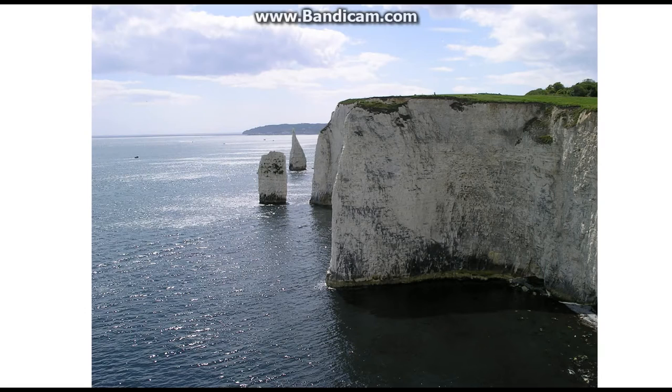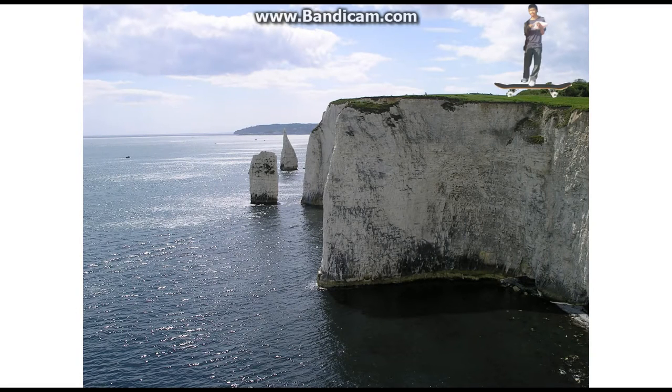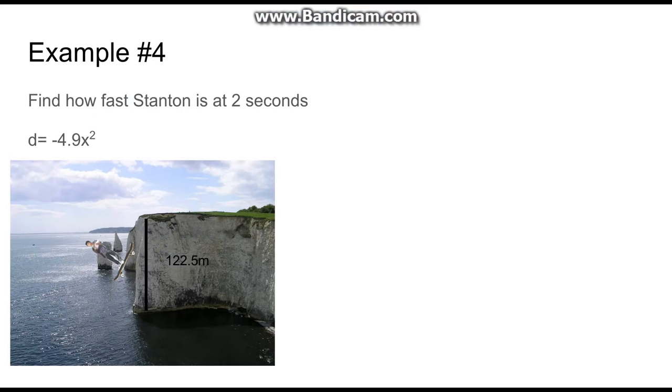So now we have a cliff, and then we have Stanton riding on a skateboard holding cotton candy on a cliff. And now he's going off the edge. So now we have to find how fast Stanton is at 2 seconds. The cliff is 122.5 meters, and our equation is d equals negative 4.9 x squared. And d is the distance, and x is equal to time.